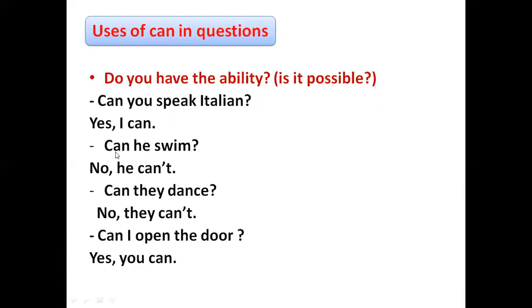The second example, can he swim? So here we took can first, then the subject, then the base form of the verb. We didn't add s or to, we just kept the main verb, swim. No, he can't. So here we have the negative answer, no, plus the subject. In the question we have he, in the answer we have he, then can't.